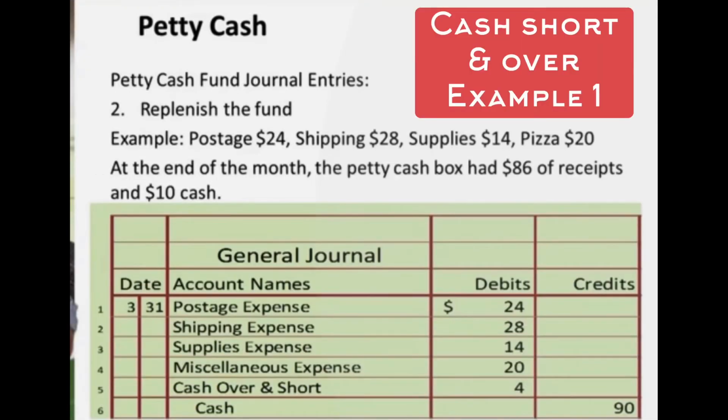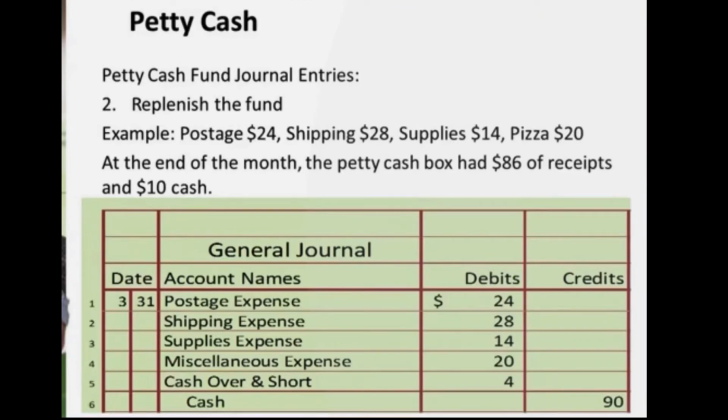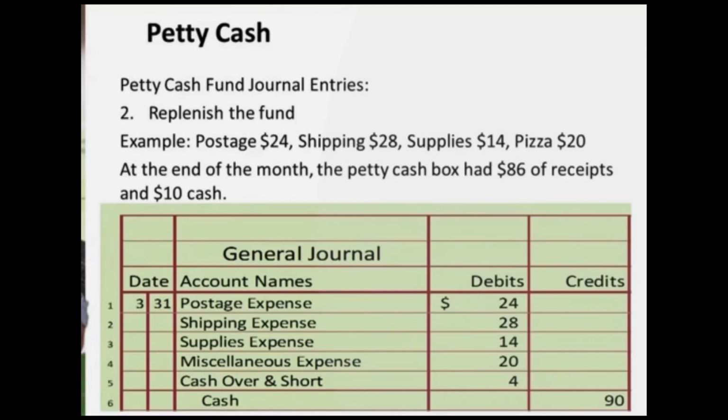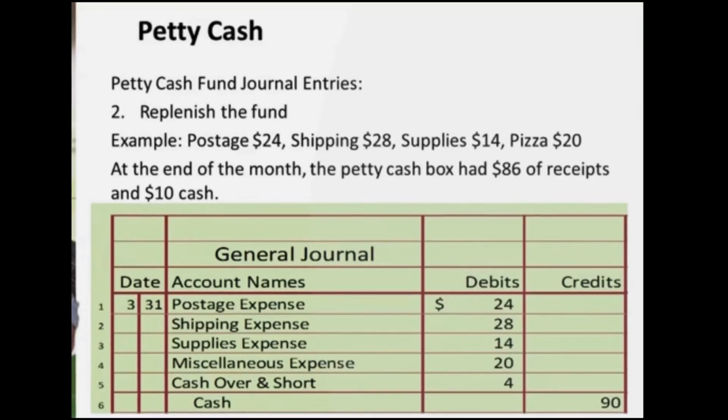So let's look at the example again, but this time, let's assume we only have $10 of petty cash on hand. We need $90 cash to add to the $10, and that will bring our fund back to $100. In order to do this, we make a journal entry and write a check to ourselves. In this example, we debit the expenses as usual, and we credit cash for $90. Of course, 86 does not equal 90. Therefore, we will need to debit cash over and short for $4 to make the journal entry balance. Once we cash the $90 check, our fund will be back at $100.